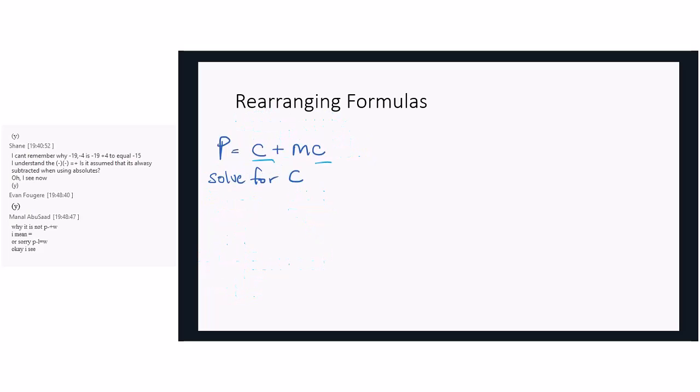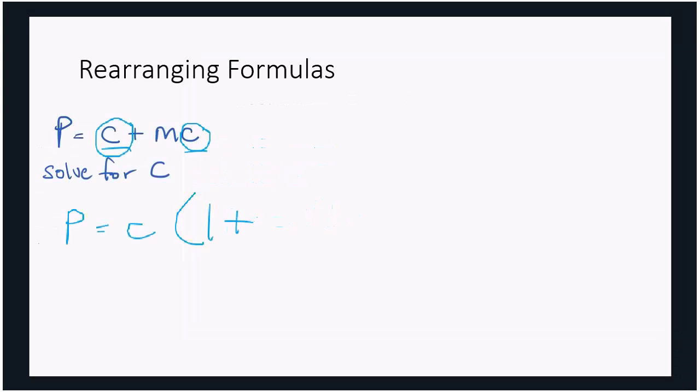Okay, last one. I'll show you what you do in this case. When you have your unknown written down twice in a formula, what you want to do is remove that as the greatest common factor. So you're going to rewrite the equation by taking out the c from the expression. So what I've done here is there's a c here and a c here. If I take it out of the expression, I'm left with 1 plus m.